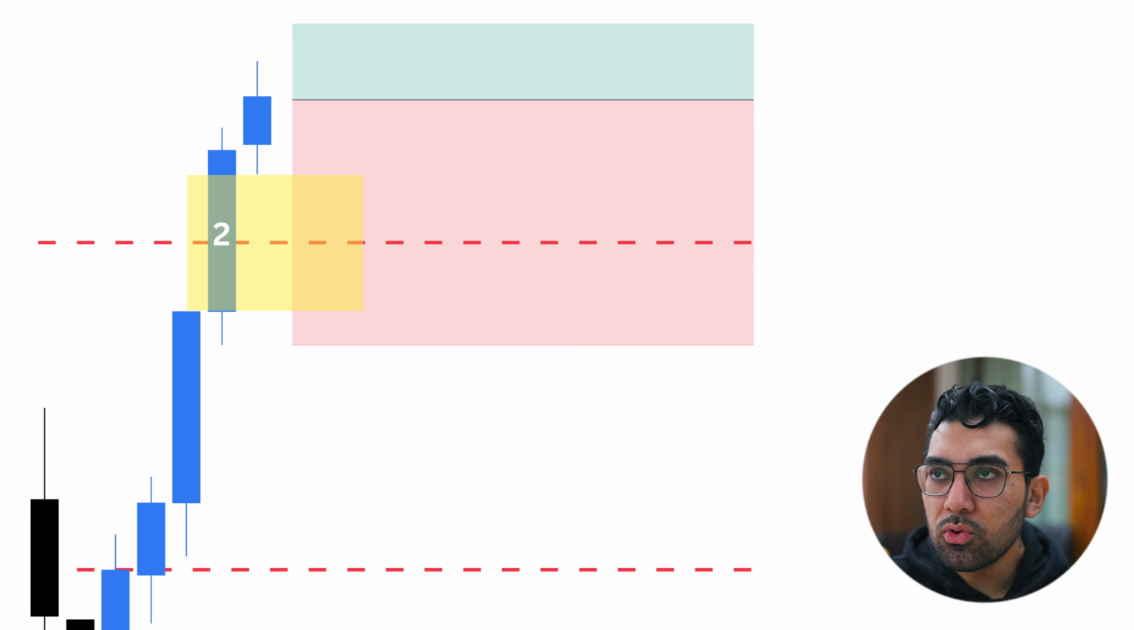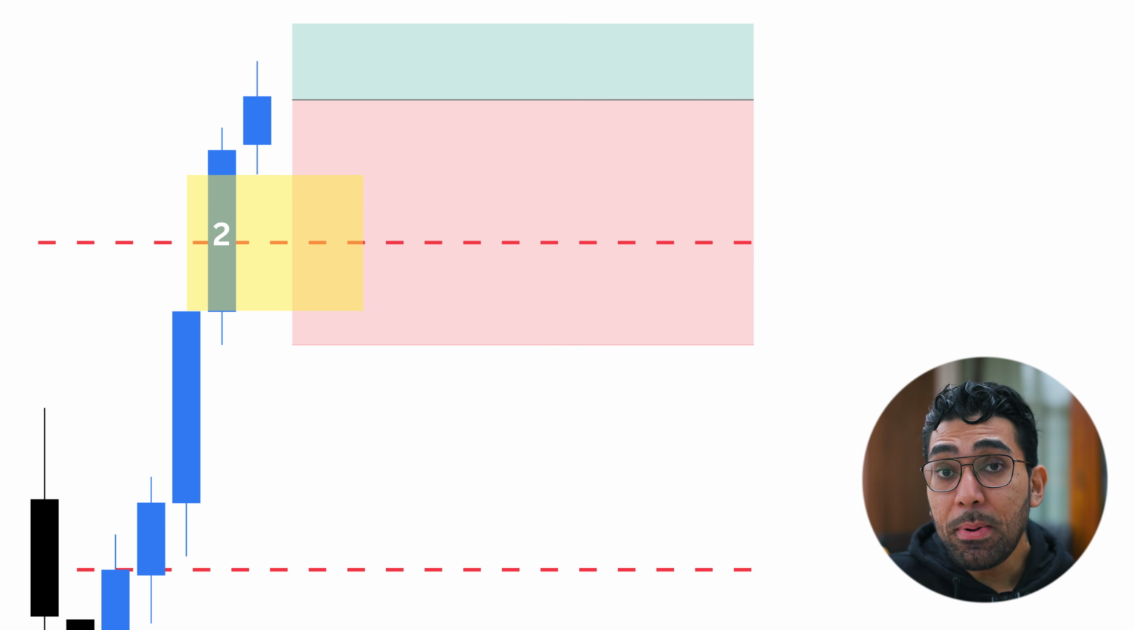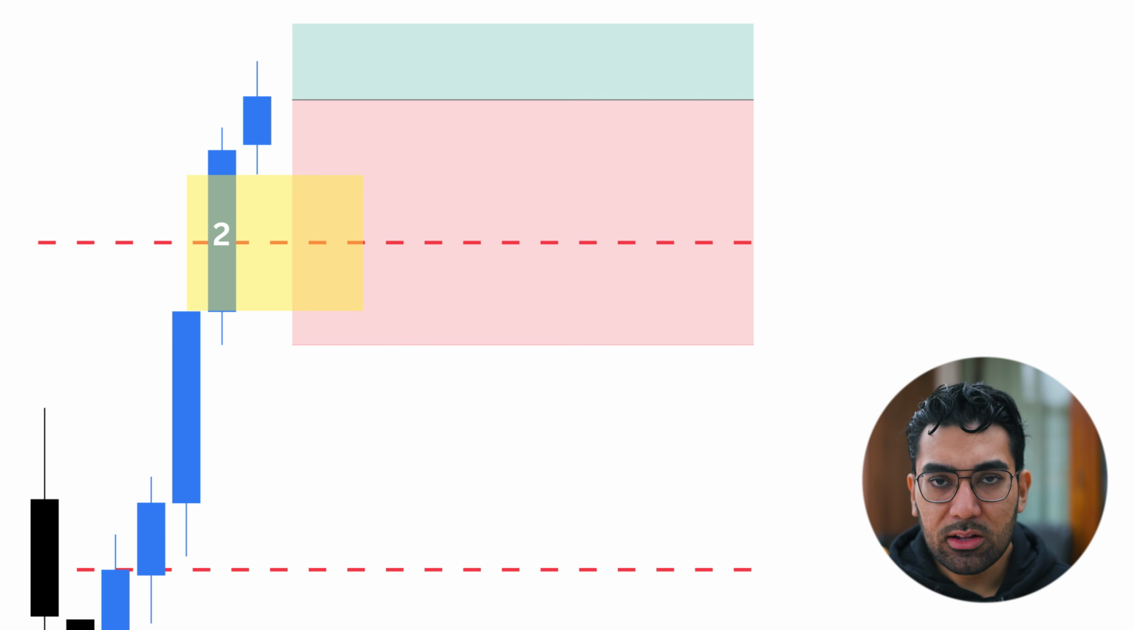Obviously, if it's a bullish move and we're going up, that means the stop loss is going to be at the bottom of candle number 2. If it's a bearish move and we're going down, that means the stop loss is going to be at the top of candle number 2. Remember, include the wick as well.